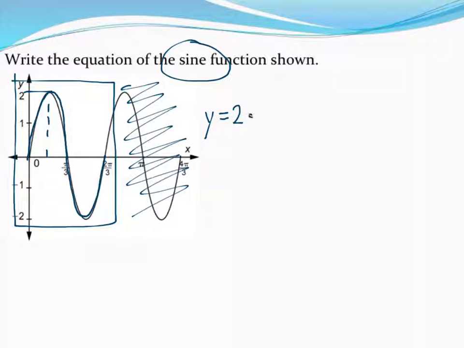I know this is a sine graph because, well, the easy way is they told me. I also know it's probably going to be easiest to write this as a sine function because it begins from the midline, from the origin, and goes up from there. So I'm going to know it's a sine graph and not a cosine graph.